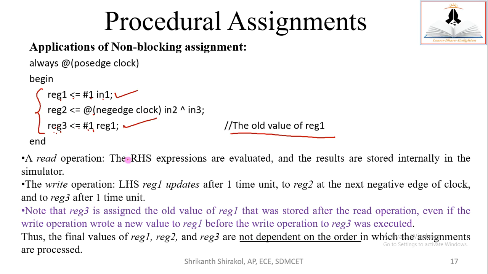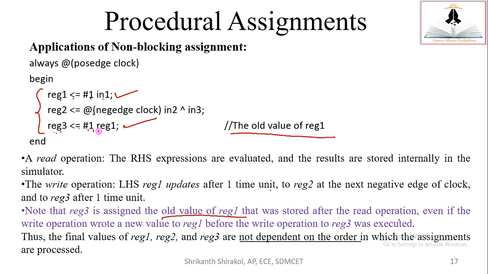How does this non-blocking assignment work? The read operation happens first. The RHS expressions are evaluated and results are stored internally in the simulator. This is the first thing happening in the non-blocking statement. And after that, write operations. What are write operations? Assignment to the LHS. LHS reg1 updates after 1 time unit to reg2 at the next negative edge of the clock, and reg3 after 1 time unit. Note that reg3 is assigned the old value of reg1 that was stored after the read operation.